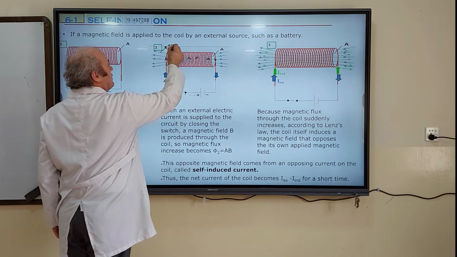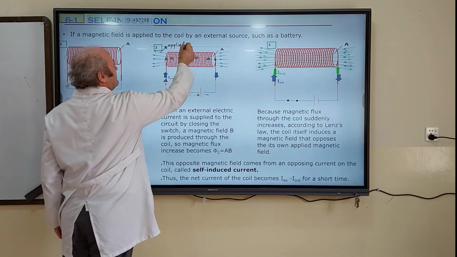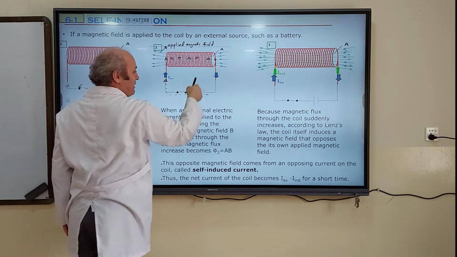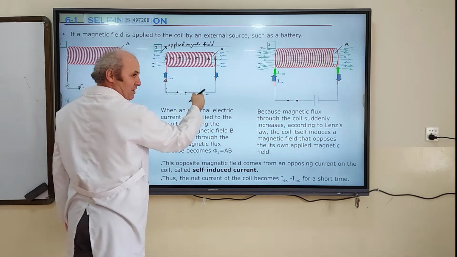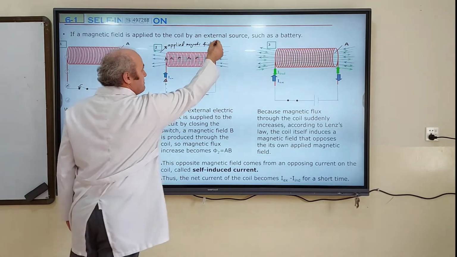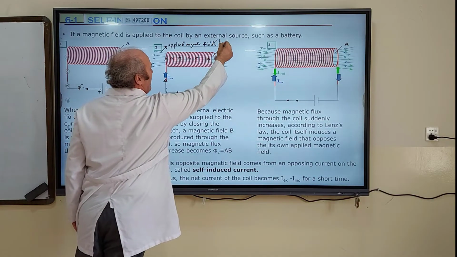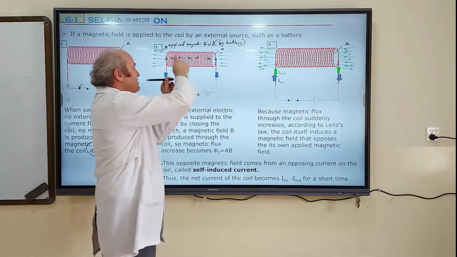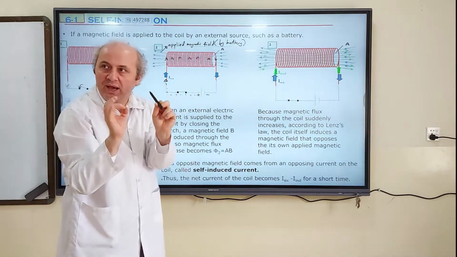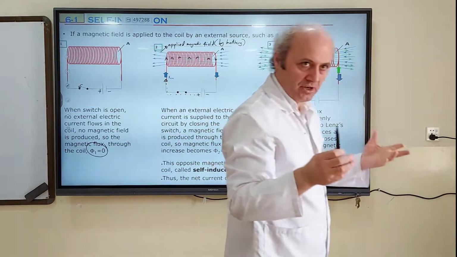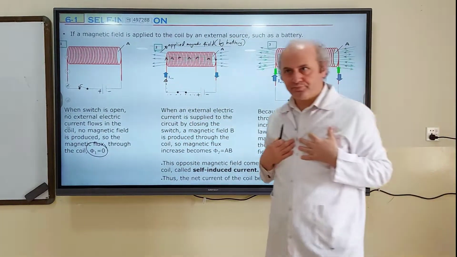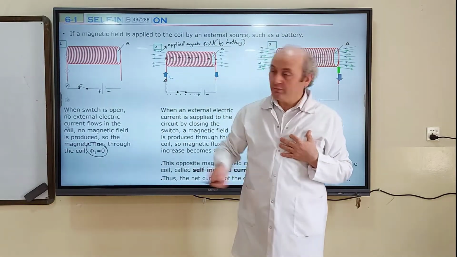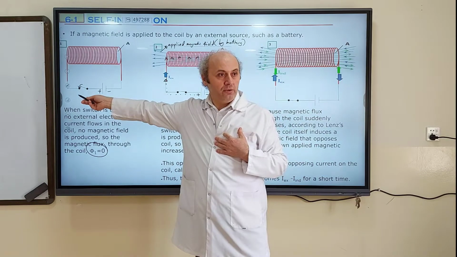Applied magnetic field. Provided by what? Battery. Without the battery, can we do that? So this magnetic field is provided by the battery. Now these blue lines are representing the applied magnetic field because of the battery. Now question. Is there a change in magnetic field in the coil? Yes, there is. Initially it was 0.